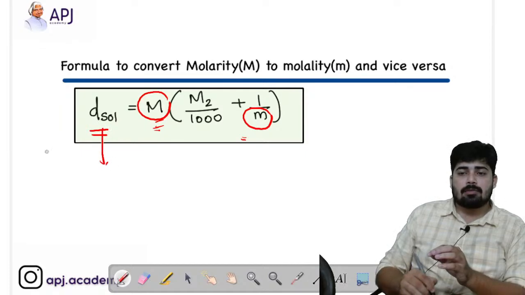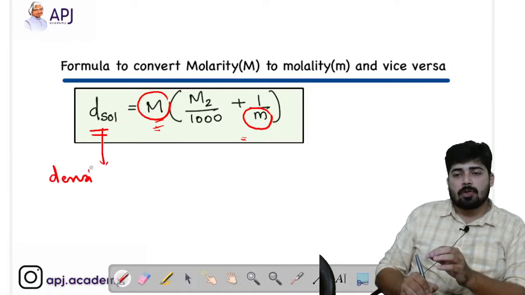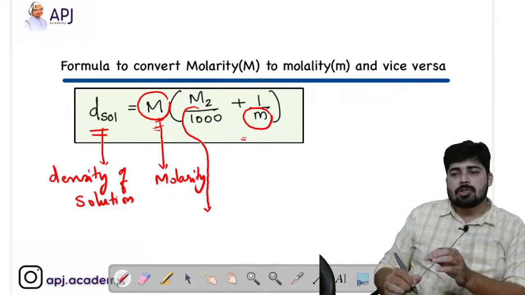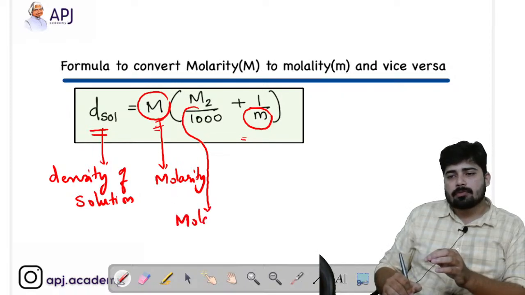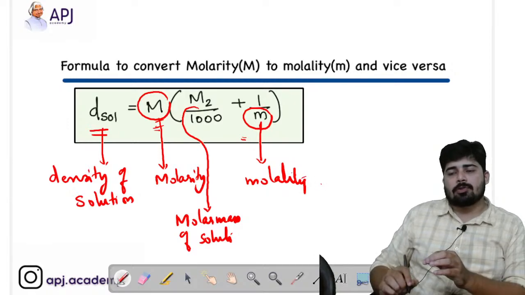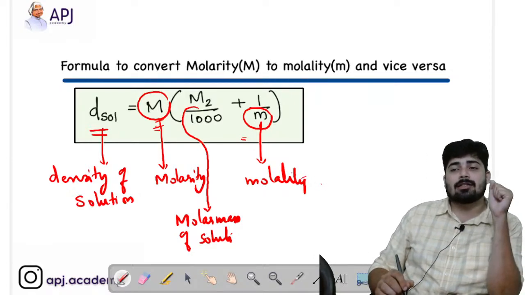And what does D_sol mean? It means density of solution. What about capital M? Capital M is molarity. What is M2? I have told you that 2 indicates the solute, so M2 means molar mass of solute. And what about small letter m? Small letter m indicates the molality. So this is a very important equation. You have to learn this by heart so that you can easily do the interconversion of concentration questions.